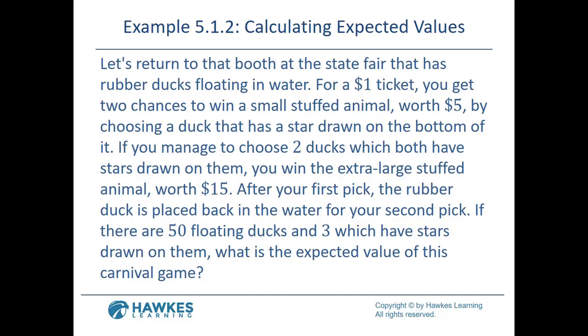Now, after you do your first pick, the rubber duck is then placed back in the water before you pick again. Okay, and if there are 50 floating ducks, 3 will have stars drawn on them. So what is the expected value of this carnival game? So am I expecting to win or lose money on this game itself? Well, let's calculate it out. So as I take a peek at it, again, I'm looking for the expected value, meaning do I expect to win or lose this game?